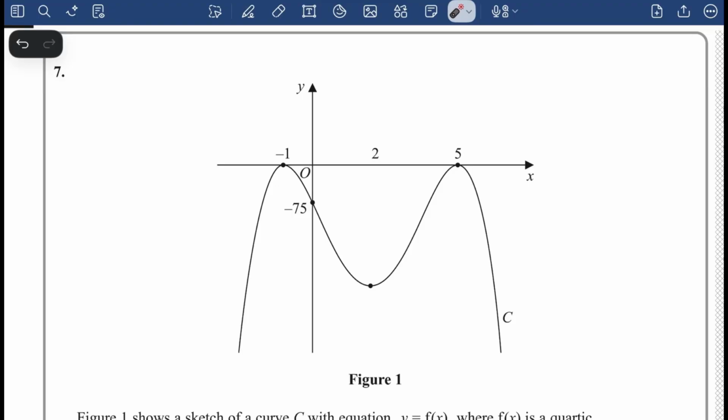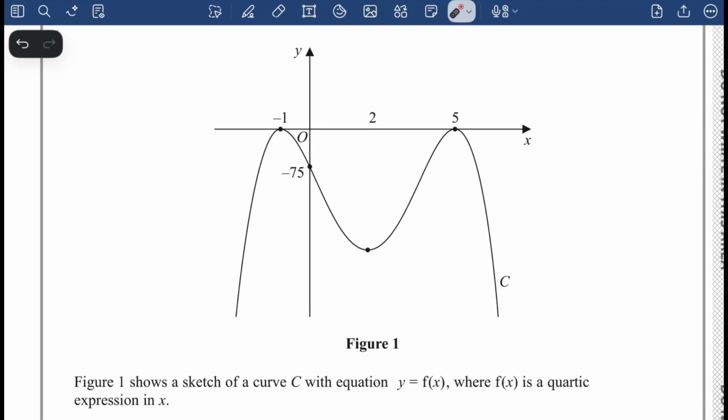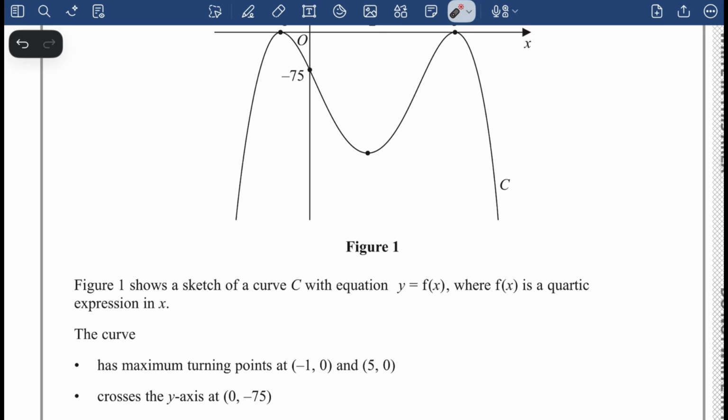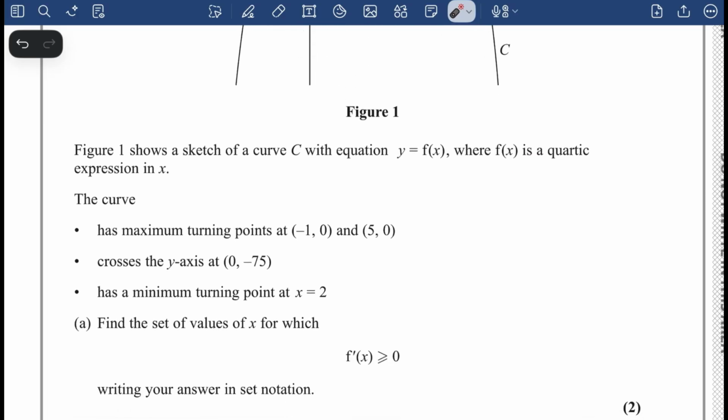Okay, question 7. It was a poorly answered one by a lot of students, but we'll try and work through it. It's a very hard question though. So figure 1 shows a sketch of a curve with the equation y equals f of x, where f of x is a quartic expression. We're told it has maximum turning points at these points here, and it crosses the y-axis at this point as a minimum turning point here.